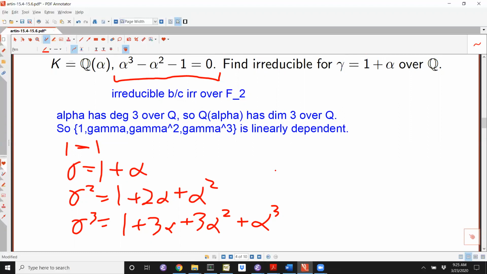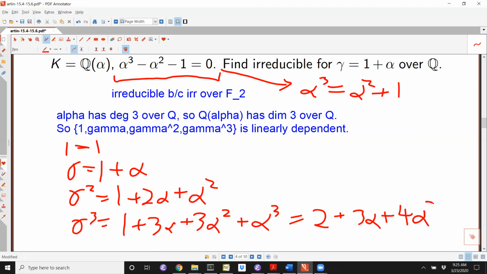So now, the important thing here, and I think this is why I chose this, is that this relation, alpha cubed minus alpha squared minus 1 equals 0, tells you that alpha cubed is equal to alpha squared plus 1. And so we can replace this alpha cubed with alpha squared plus 1, and so we get 2 plus 3 alpha plus 4 alpha squared.